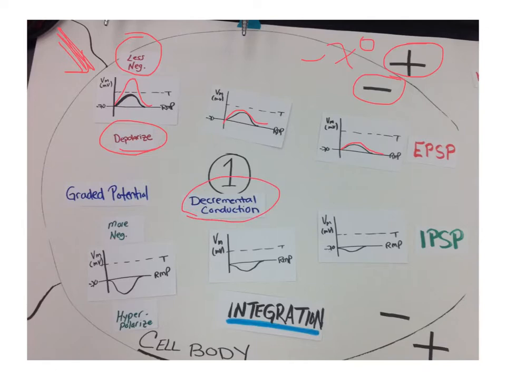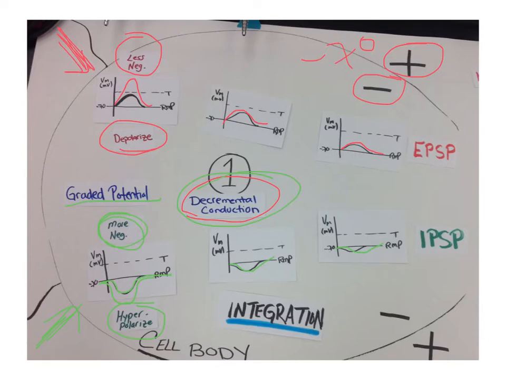Now we can look at another cell that has stimulated the cell body, and instead of making the cell less negative, it's making it more negative. So this is hyperpolarizing the cell, taking it away from threshold. And again, stronger stimulus, larger response, that's what makes it a graded potential. As it moves through the cell body, it will decrease its amplitude. Once again, decremental conduction.